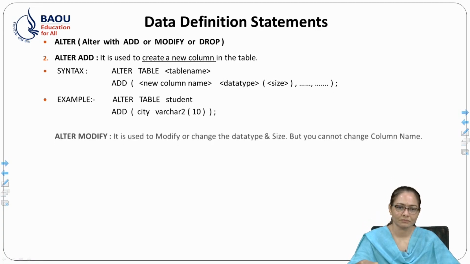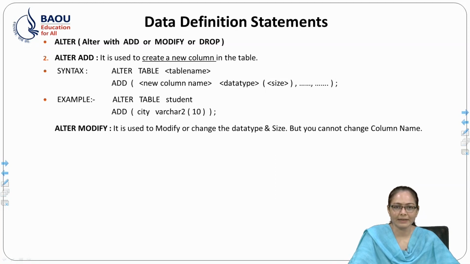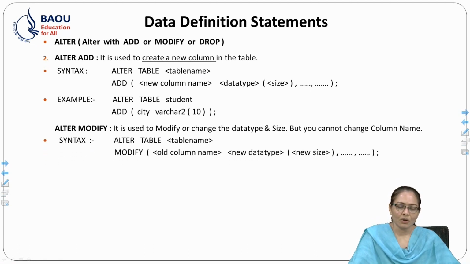Now, the alter modify command is used to modify or change the data types and size, but you cannot change the column name. The syntax of this command is alter table, table name, then modify. Earlier we used the add command; here we use modify because we want to change the data type and size. That is why we use the modify command. Now, in the bracket, the old column name, then the new data type and new size.